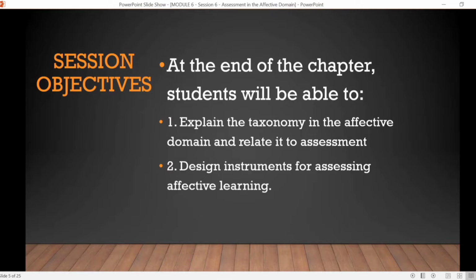Sir, actually, sir, kaso kinakabahan kami mag-yes, kasi baka mangutang ka. So, mas mabuti na sir na sabihan ng value, sir. O, bahala kayo.